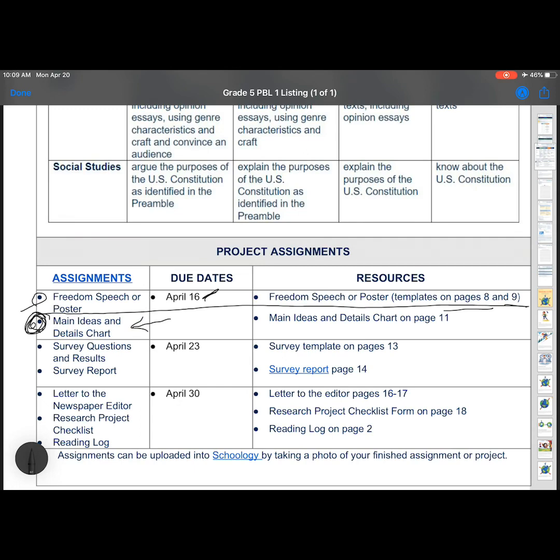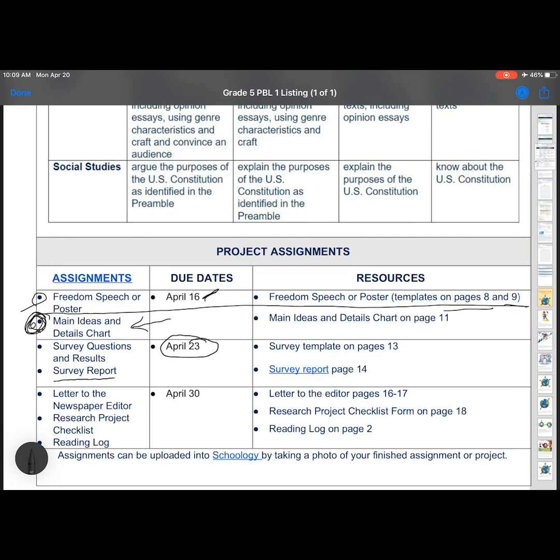All you have to do is write down the main idea and a few details from it, okay? Again, you don't have to print this out. For this week, we're going to be looking at the survey questions and results. The survey report will be for later on this week.